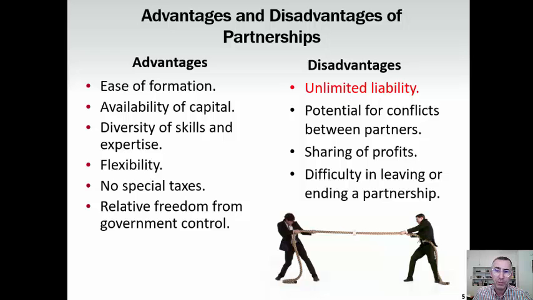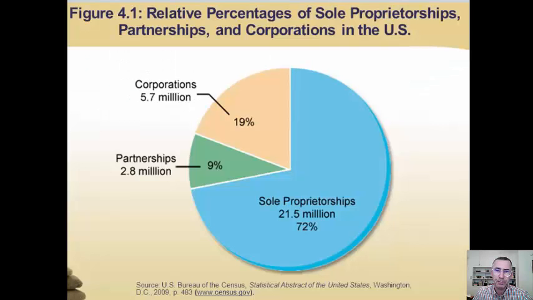Now you've got two people. This is like a relationship, and there are ups and downs. And maybe after a while or early on, partners have divergent opinions about what they want to do with the profit, or one wants to reinvest all of the profits in growth. The other one wants to capitalize on that. So again, the sharing of the profit, and difficulty in leaving or ending a partnership is another disadvantage.